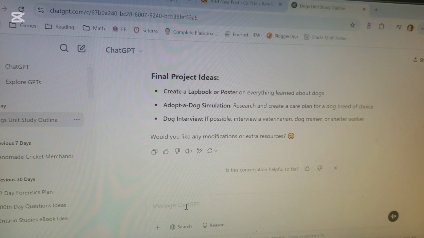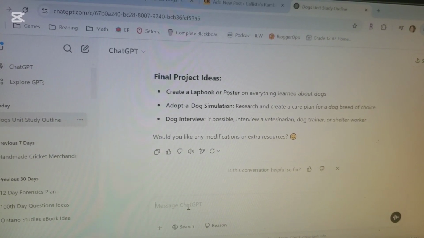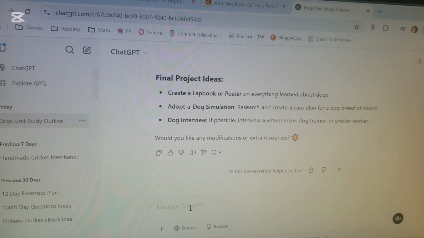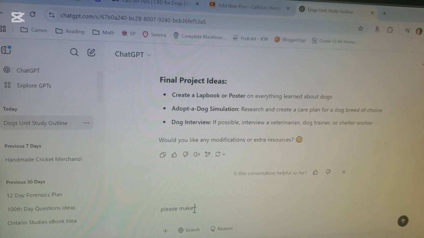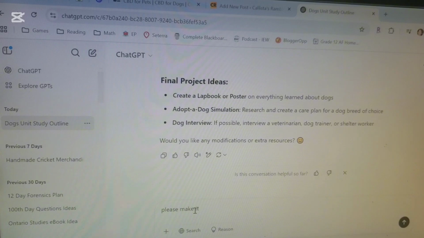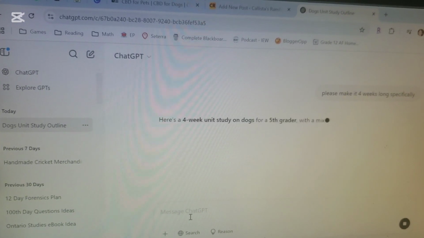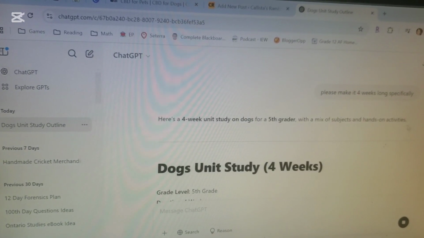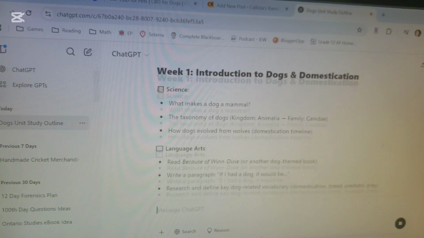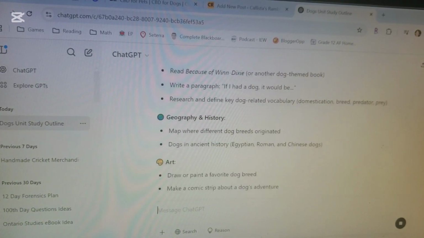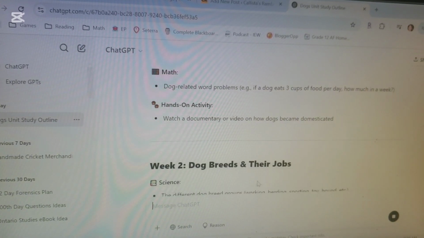So now I can specify, do I want it to be 4 to 6 weeks? 4 to 6 weeks sounds okay, but if I didn't, I could say, please make, and you don't have to say please, but I do, please make it 4 weeks long, specifically. And there it goes. Here's a 4-week study. Sorry about the camera juggling there. And 4 to 5 days a week. Okay, so it includes science, language arts, geography, history, art, math.